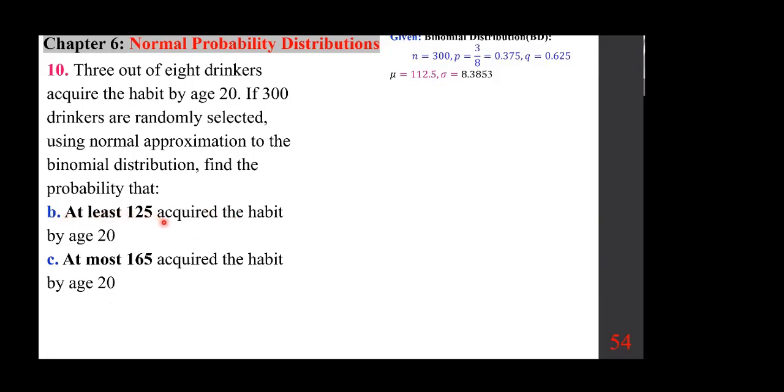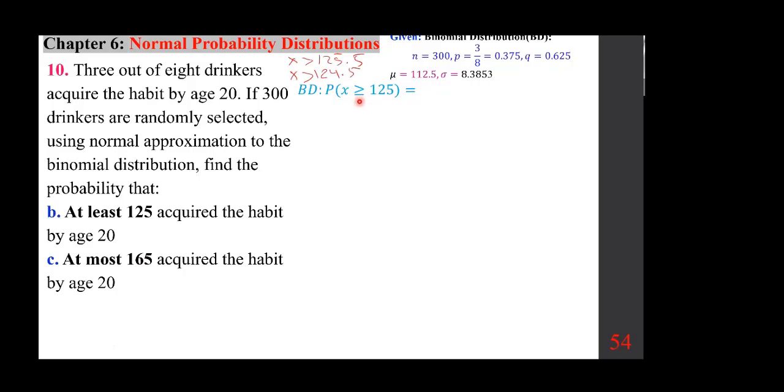In part B, at least 125 acquired the habit by age 20. Needless to say, age 20, number 20 is an important number. It's the age, but it doesn't enter the calculation. So at least means we want x to be larger than or equal to 125. Now with that 0.5 continuity correction factor, you have to think whether you want to add it or subtract it. Therefore, are we writing x larger than 125.5 or x larger than 124.5?